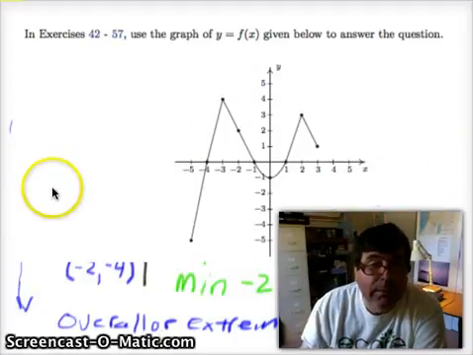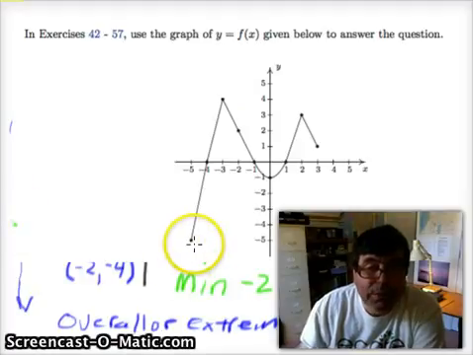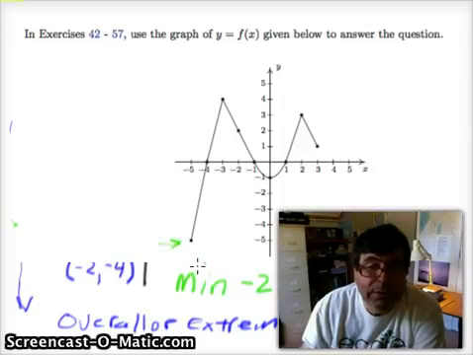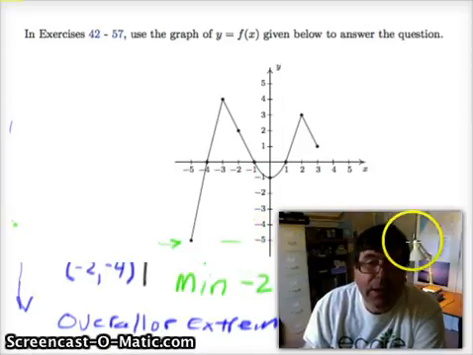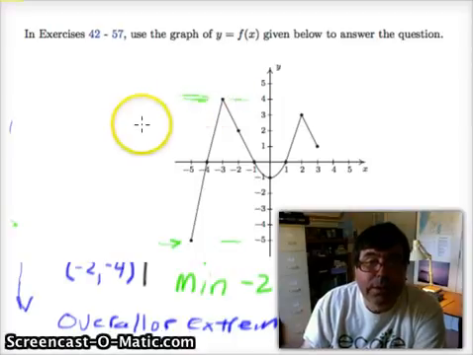Okay, now let me try to get my little tool over here. What we're doing is this is going to be an absolute minimum. The function stops there. That's the lowest part of the function, and that's this level right here. And let's look at a maximum. Here's a maximum right here.